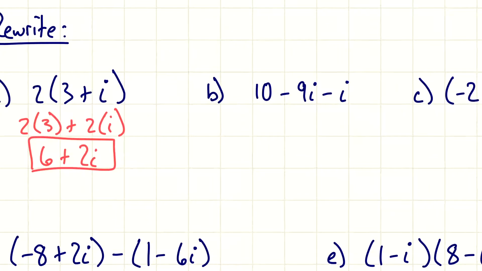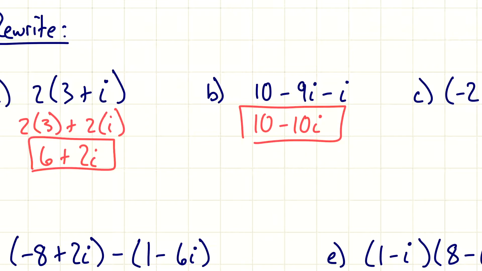10 minus 9i minus i. So we're combining like terms. So I have a negative 9 and a negative 1. This is really like a negative 1i. So that's the same as 10 minus 10i. Right? These are not like terms. Don't be tempted to subtract these. This has an i next to it. This one does not. All right, so we would stop there.